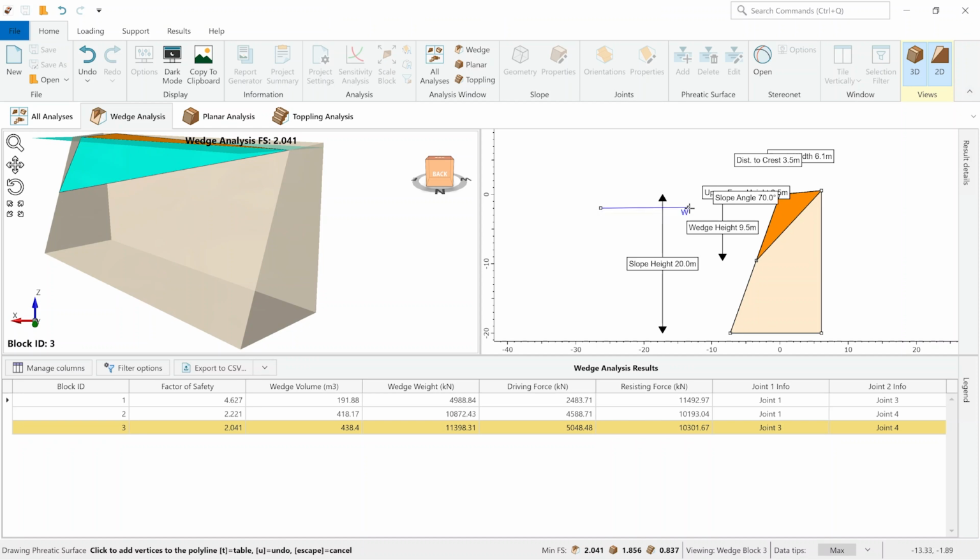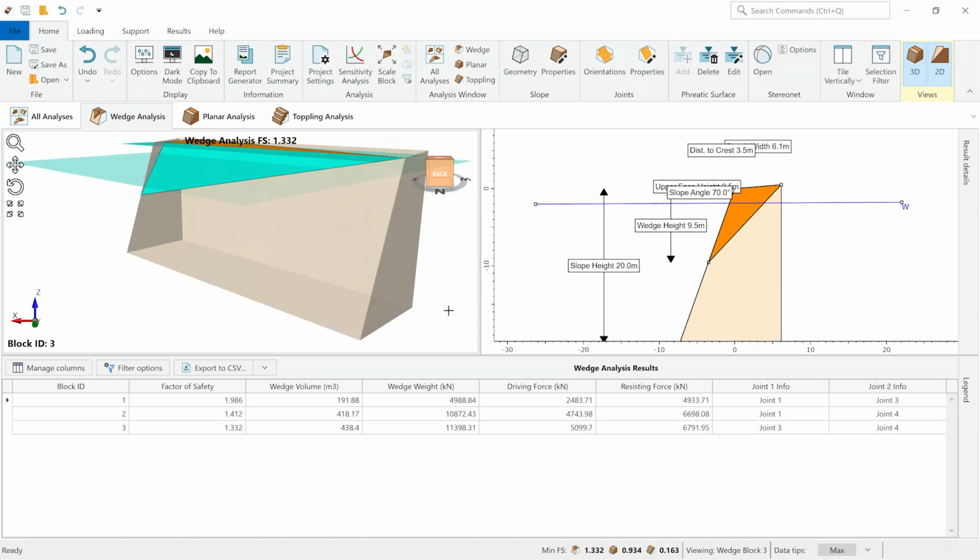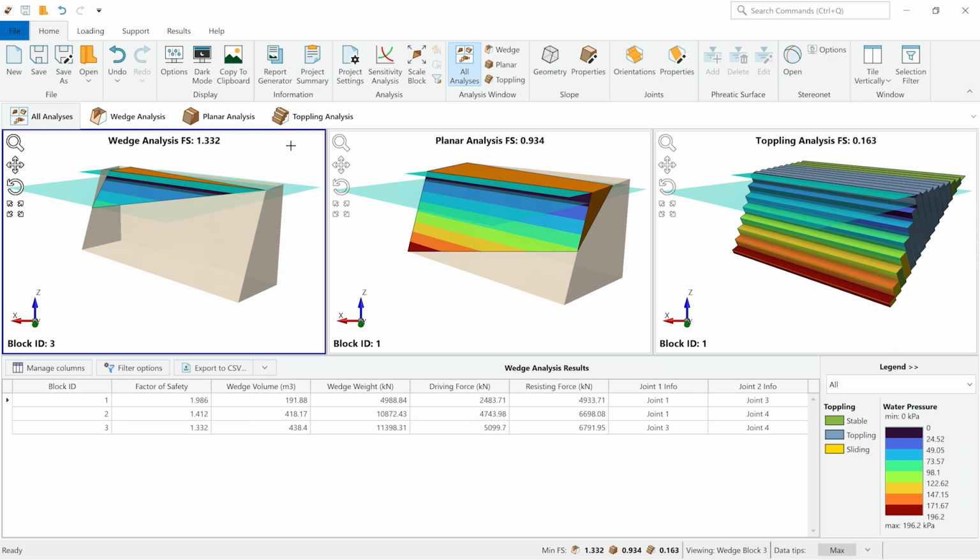For this case, my water surface is located slightly below the crest of the slope and goes in a straight line as such. Now that I've drawn my phreatic surface, I can click OK. And again, we automatically see the effect of this new component in our analysis on the factor of safety. The water surface which was added to the wedge analysis will also propagate to all the other analyses, so the user doesn't have to define a water surface for each analysis all over again.